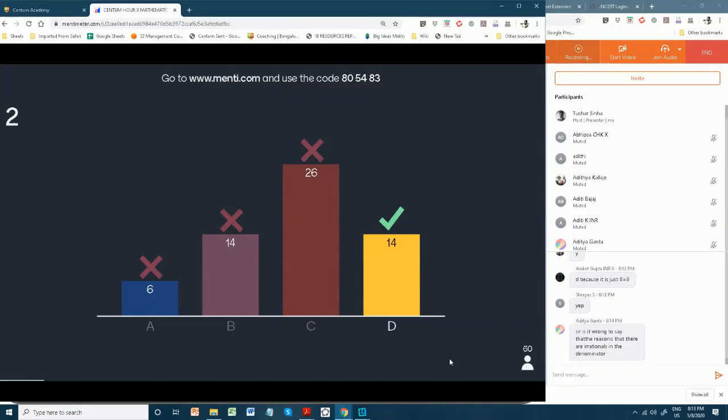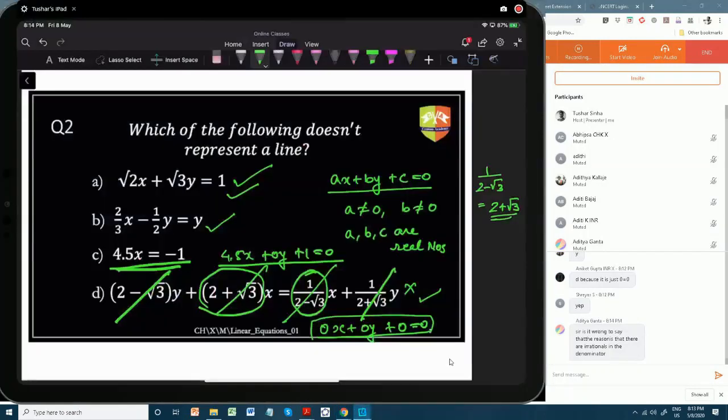Sir, is it wrong to say that the reason is that there are irrationals in the denominator? No. What did I say? A, B and C are real numbers. It could be anything. A, B and C, there is no restriction on A, B and C. The only restriction is A and B simultaneously cannot be 0. Both of them cannot be 0. And this was the only option where both A and B were becoming 0. So hence, irrational numbers are allowed. Irrational numbers are very much allowed in linear equations.